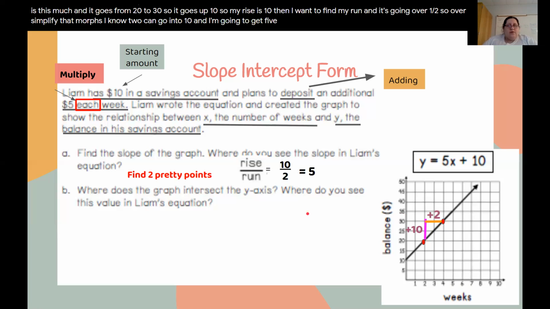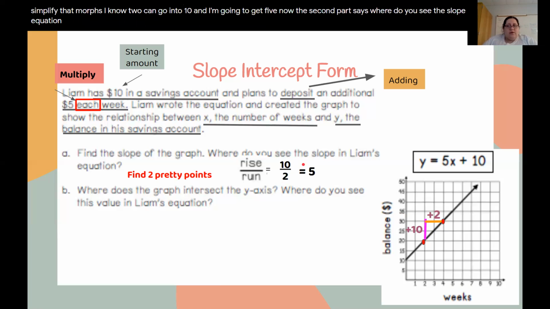Now the second part says, where do you see the slope in Liam's equation? So my slope is 5, and I see 5 right next to x, which makes sense because I said I'm multiplying 5 by the week, and x is the number of weeks.